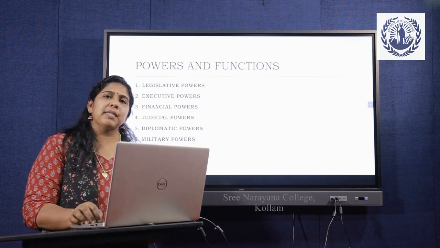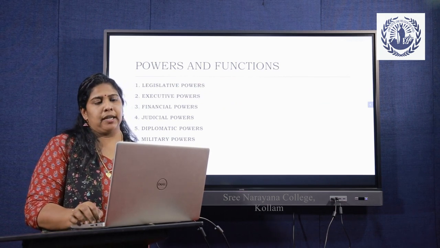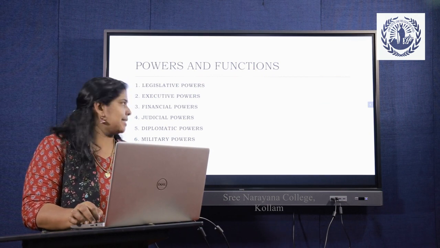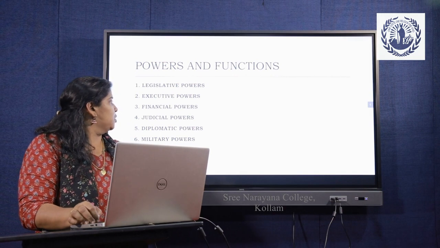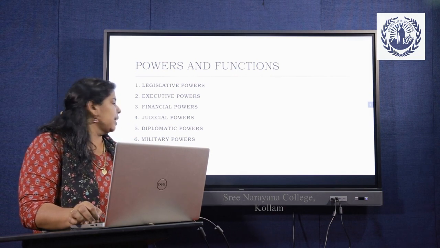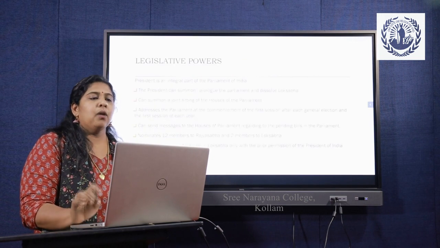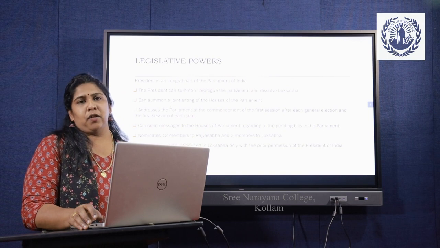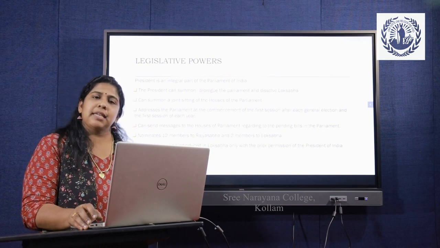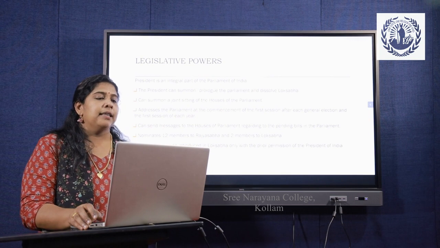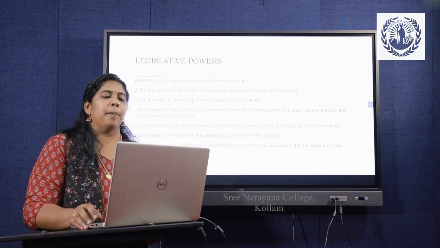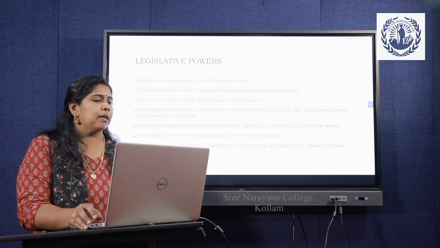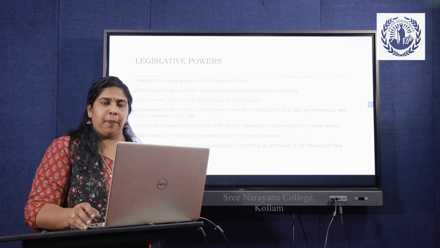Now, what are the powers and functions of the President of India? He has basically 7 powers, that is legislative powers, executive powers, financial powers, judicial powers, diplomatic, military and emergency powers. Now, we can look into legislative powers. That is, the President is an integral part of the Parliament of India. At the same time, he is an integral part of the executive also. The President can summon, prorogue the Parliament and dissolve Lok Sabha. Secondly, he can summon a joint sitting of the houses of the Parliament.